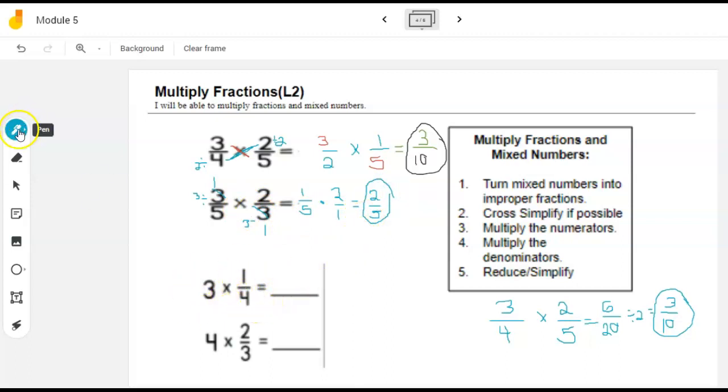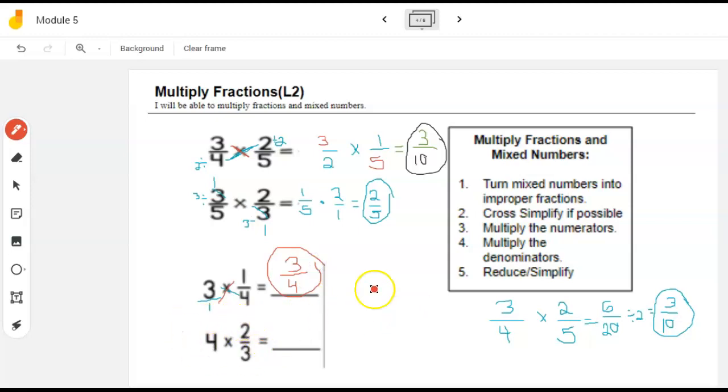Looking down here at 3, we have a whole number. We've got to make that into a fraction, and we've done this before. We just put it over 1. We'll check and see if we can cross simplify. So 3 and 4, nothing for those two. 1 and 1, can't do anything. So we're going to do 3 times 1, which is 3, and 1 times 4, which is 4. And we can't do anything with them, so that's our answer. All right, pause the video.